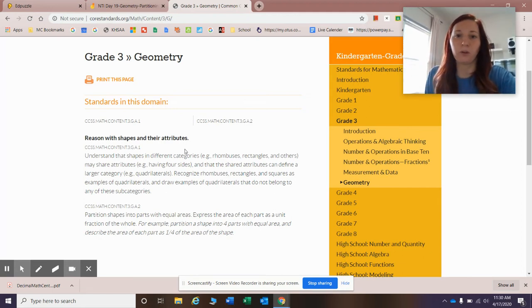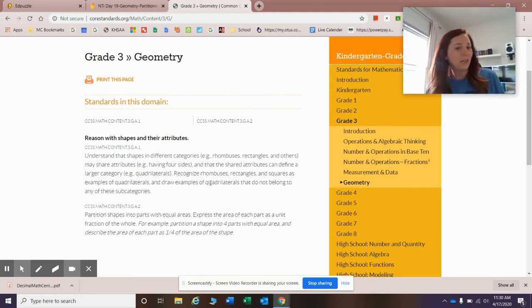We're going to actually start with number 2 because when I was reading them, I felt like we had a better basis to go off of since we're coming right off of fractions. And I just felt like it would probably be more developmentally appropriate for you guys. So, what does that entail? It says partitioning shapes into parts with equal areas. Express the area of each part as a unit fraction of the whole. Perfect. Geometry, fractions, it goes hand in hand.